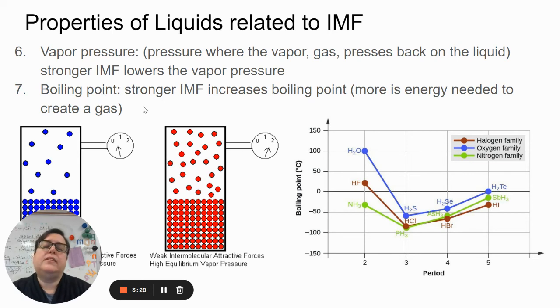For boiling point, the stronger the intermolecular force, the higher the boiling point. Again, if we're really attracted to each other, and we want to turn it into a gas, we have to separate them. And so if they're strongly attracted, it's going to take more energy to let them expand away from each other. So those are the properties of liquids.